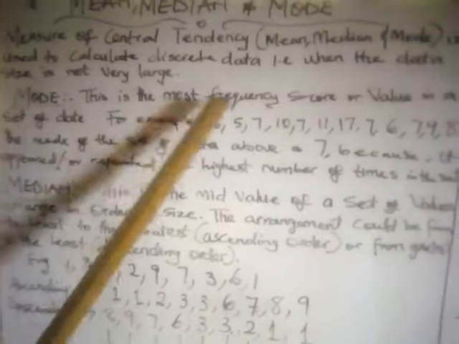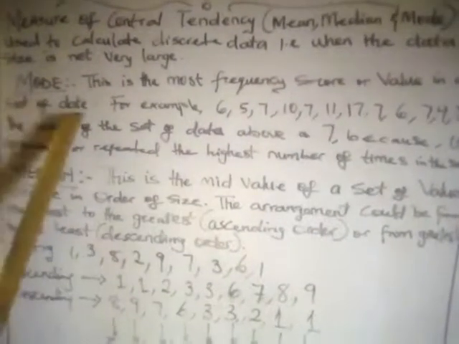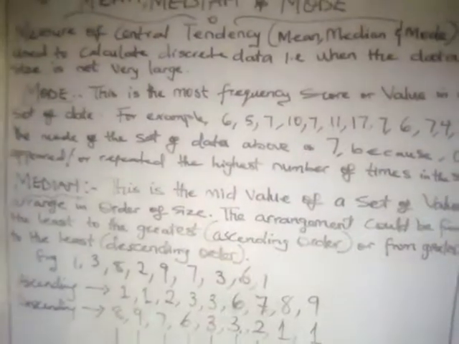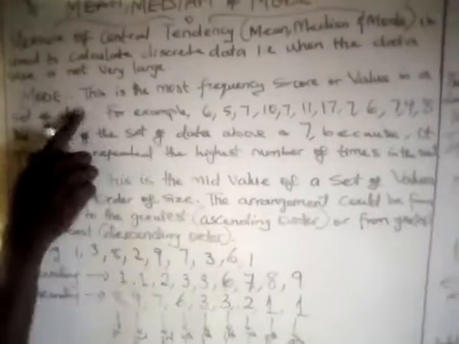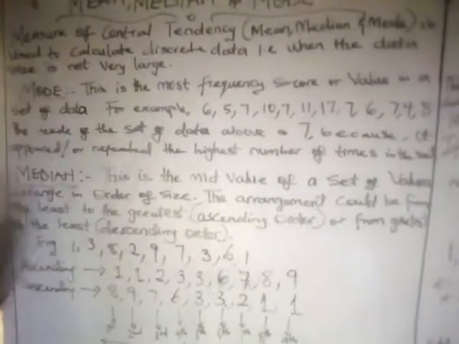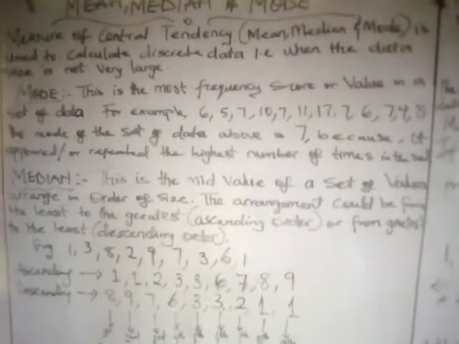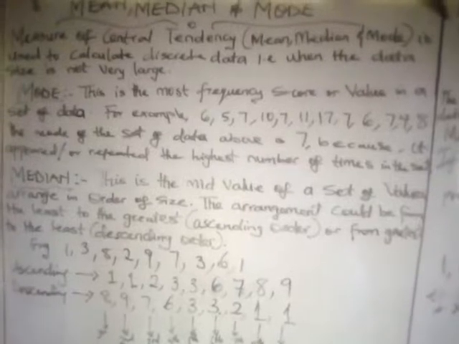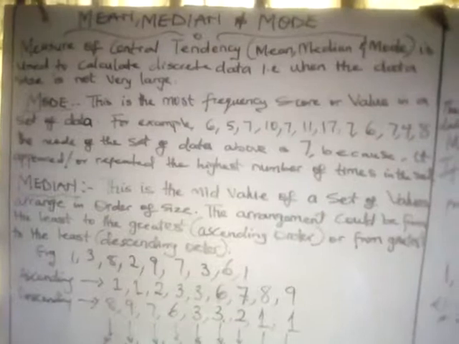This is the most frequent score or value in a set of data. So you have to look for the most frequent data value, or the value or score in a set of data, when you're talking about mode.